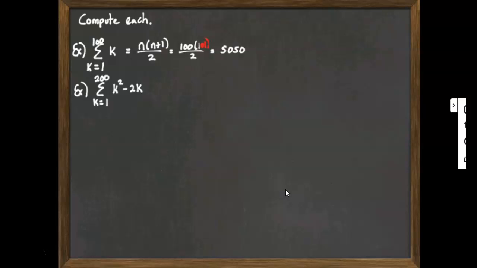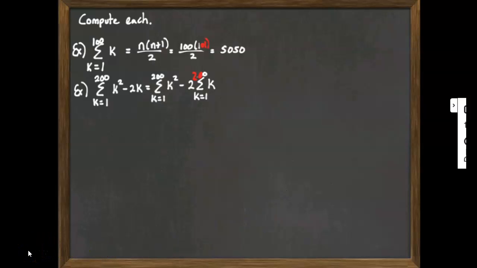And so here I have a subtraction problem, and the 2 in front of the k to the first is just a constant which can be factored out. So I can rewrite this as the sum as k goes from 1 to 200 of k squared minus 2 times the sum as k goes from 1 to 200 of k.